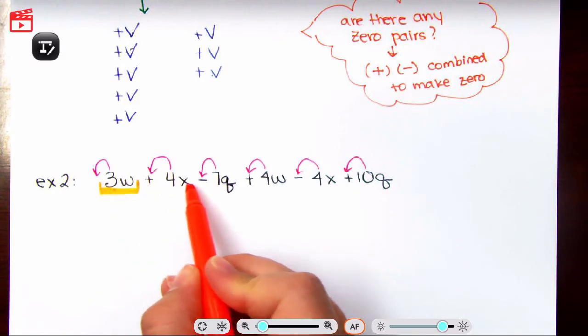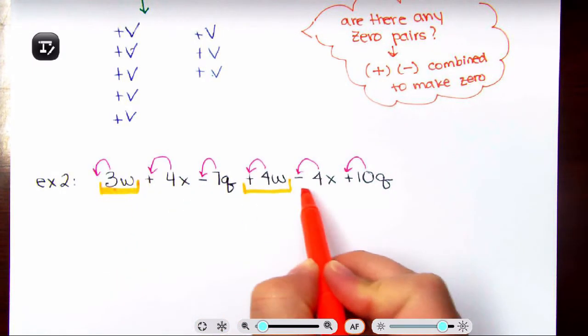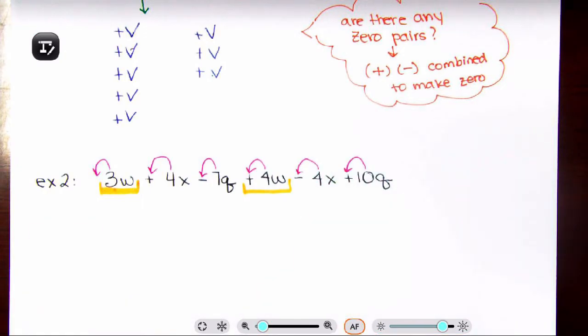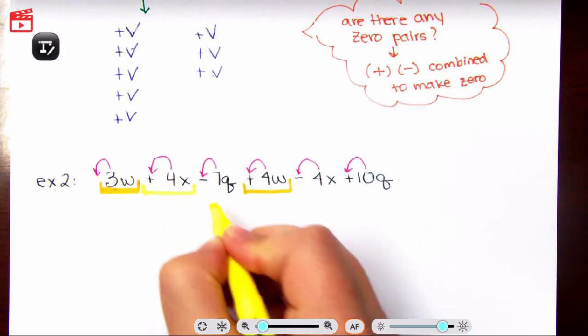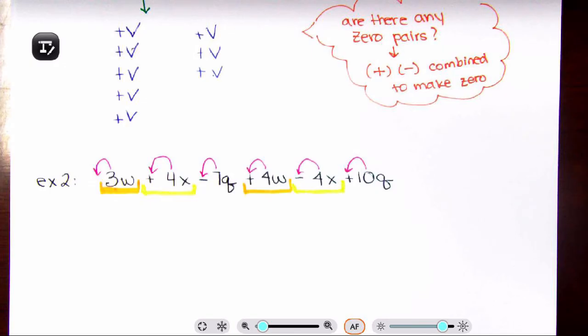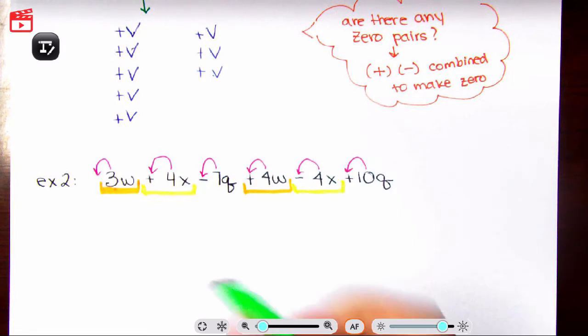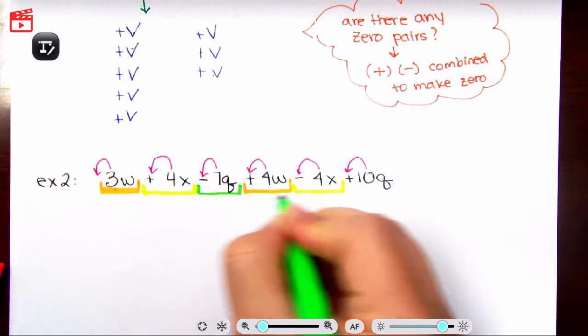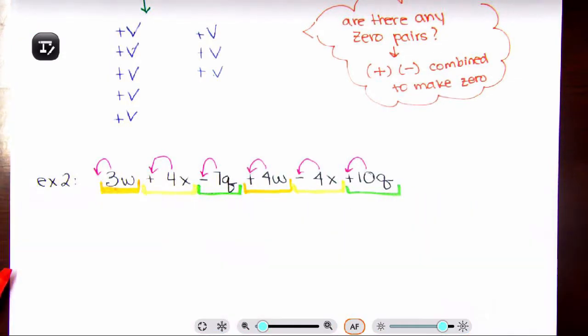Okay, so I have 3 w's. Do I have any more w's? I'm going to search. There it is. I see another w. Do I have any more w? I do not. Next up, I have 4 x's. Do I have any more x's? Let's see. I do have a minus 4x here. And the next step, what do I have? I have q's. Let's see if I have another highlighter here. There it is. So I have minus 7 q's. Do I have any more q's? Yes, I do. I have a plus 10q.